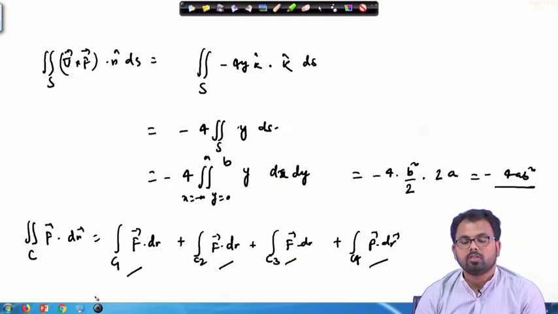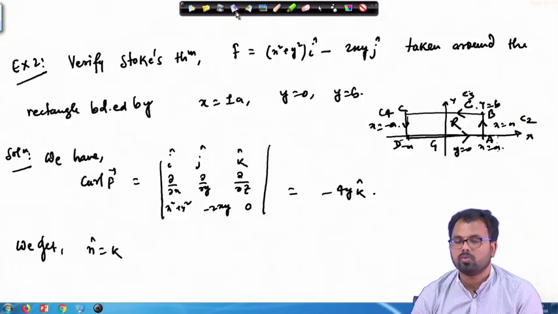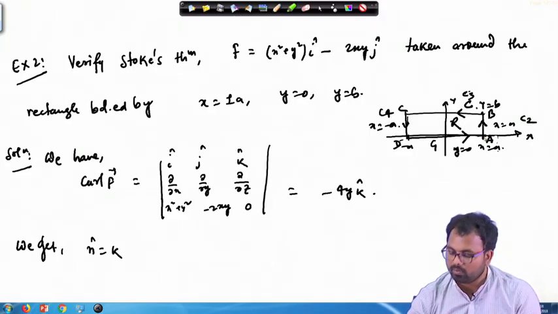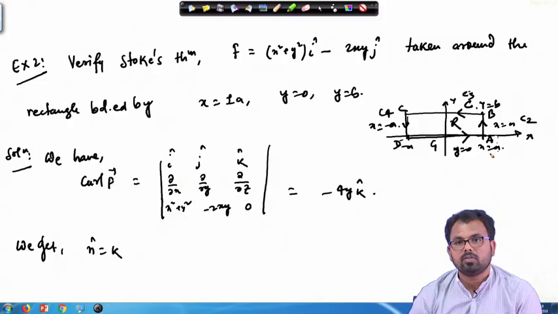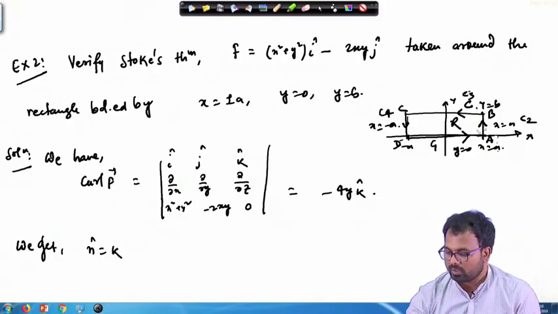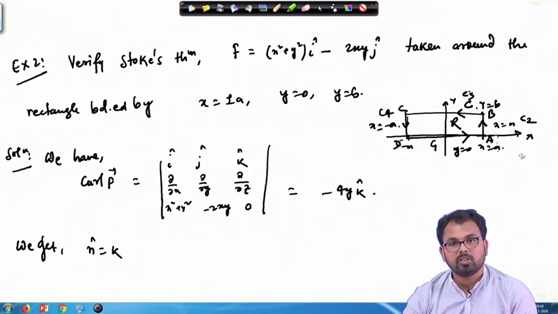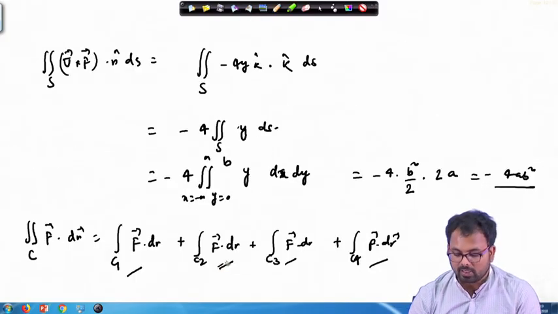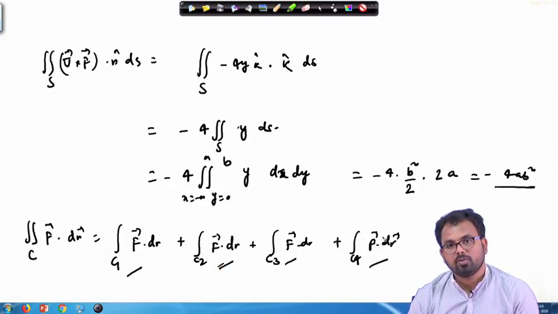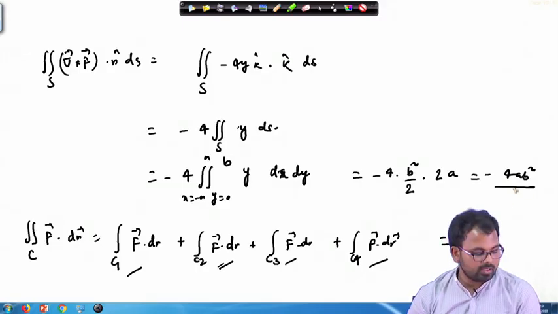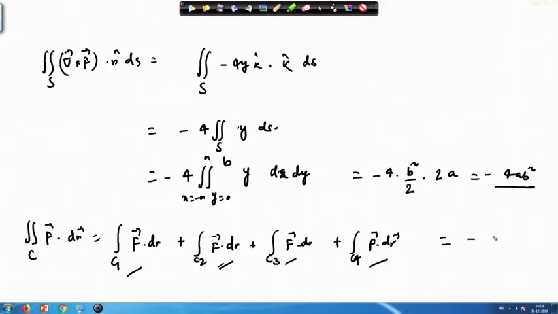When you evaluate over C1, you have to take care that on C1 we have y equals 0, then dy is 0, and you just integrate from minus a to plus a. That will be the value on C1. Similarly, when you are integrating on C2, you take x equals a and y varying from 0 to b, so dx will be 0. Similarly, we calculate the third and fourth, then you sum all of them and you will see that the required answer is minus 4ab square, and therefore, Stokes theorem is verified.